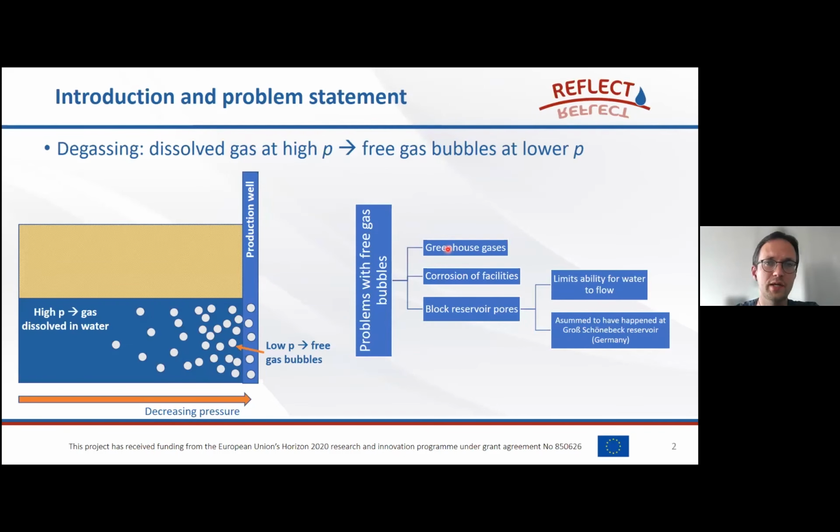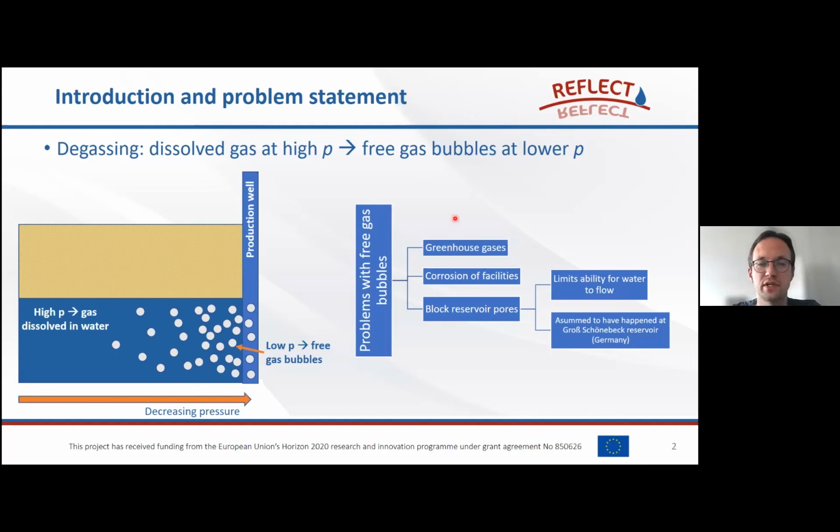So let me start with a brief introduction and problem statement of what we're dealing with. We're looking at the degassing of geothermal fluids. Geothermal fluids typically contain significant quantities of dissolved gases such as CO2 and methane. And as these waters are being produced, the pressure decreases towards the production well, and this can cause the dissolved gas to come out of solution and form free gas bubbles either in or near the production well. And this can give several problems.